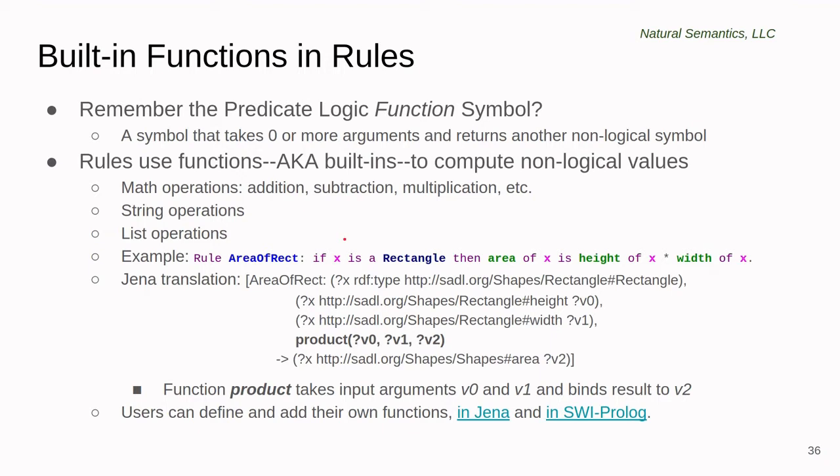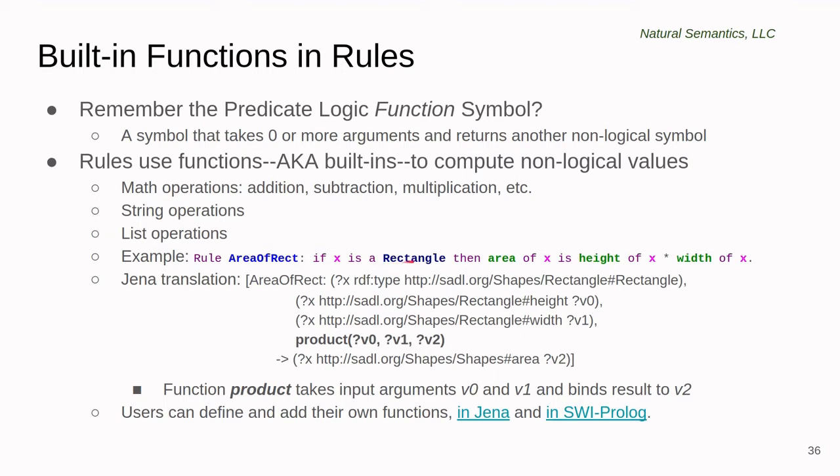Finally, let's talk about built-in functions in rules. You may recall that in predicate logic we have defined the function symbol as a symbol that takes 0 or more arguments and returns another non-logical symbol. Rules use functions, also known as built-ins, to compute non-logical values. These functions or built-ins are used for math operations like addition, subtraction, multiplication, and so on, for string operations, for list operations.